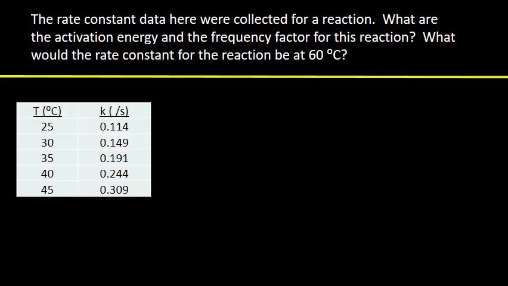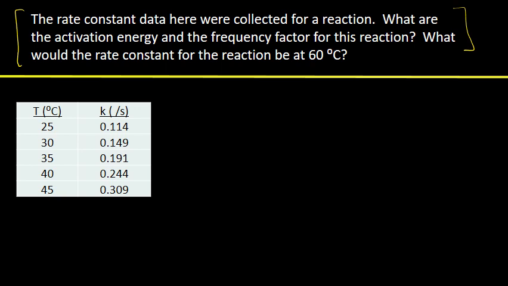All right, here's a problem. The rate constant data here were collected for a reaction. What are the activation energy and the frequency factor for this reaction? And also, what would the rate constant be for the reaction at 60 degrees Celsius? Okay. All right, this has everything in it, right? Solving for all different variables, solving for EA, activation energy, frequency factor, and the rate. So if you can work through this one, you should be able to do just about everything.